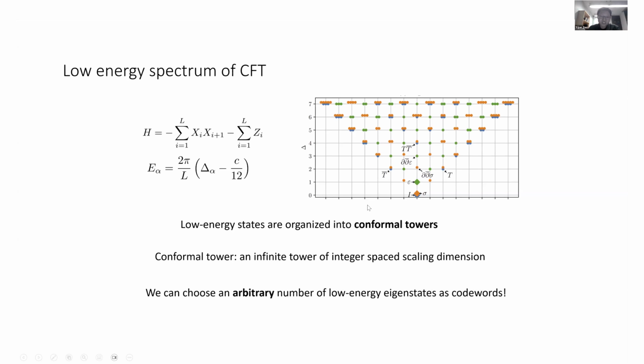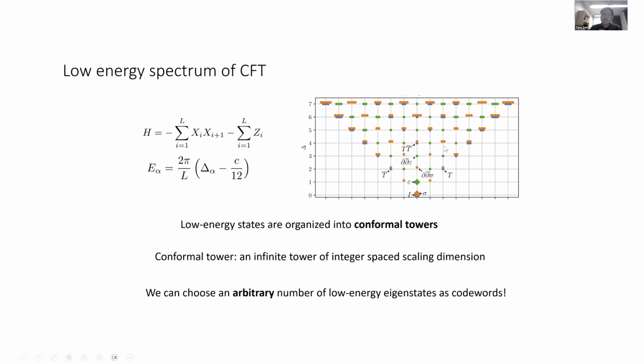A key property of the conformal tower is that the scaling dimensions differ by integers. If you look at all the green dots, they always fall at scaling dimensions equal to an integer, because the primary state, which is the lowest one, has scaling dimension equal to 1. So any state that originates from this state always has integer scaling dimension.